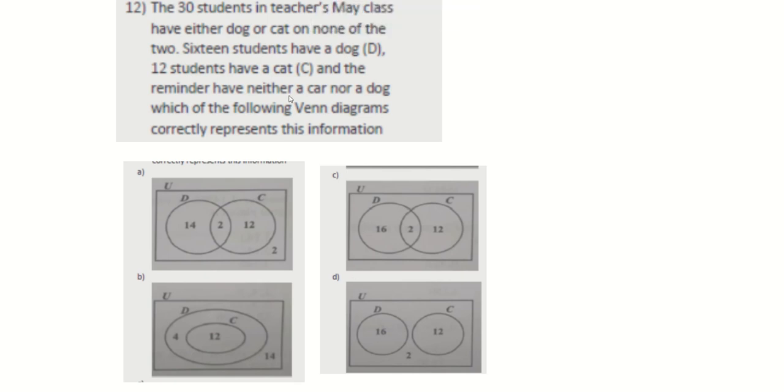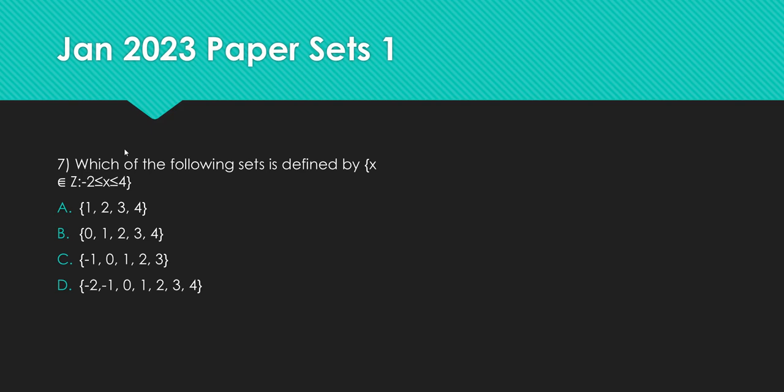Because of that statement where they said none of the two, it's either they have a dog or a cat, but they don't have both. Therefore, it would be D, because in D you have either a dog or a cat, but not both. So my answer for this for sure will be D. The January 2023 question asks which of the following sets is defined by this, which we did already. So it's a repeated question. The answer is D.